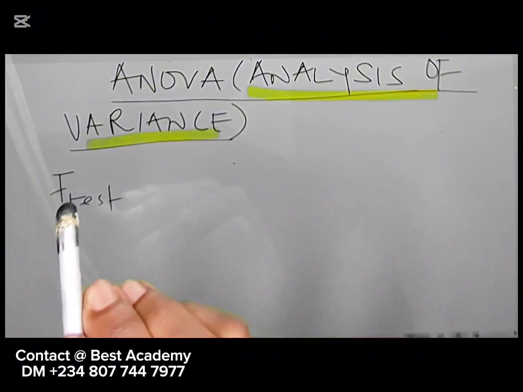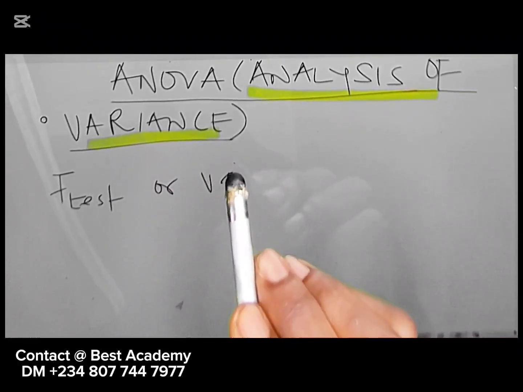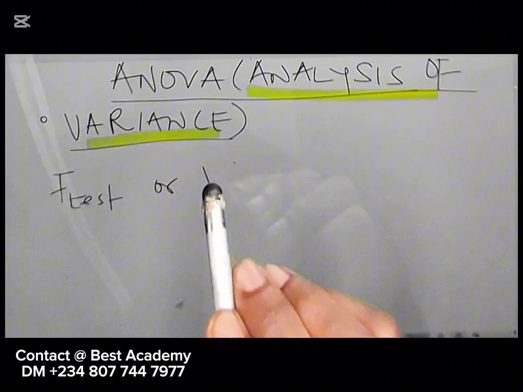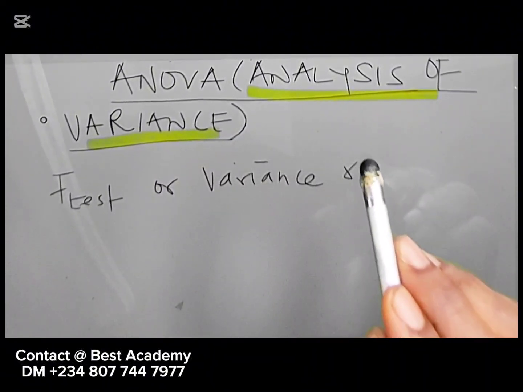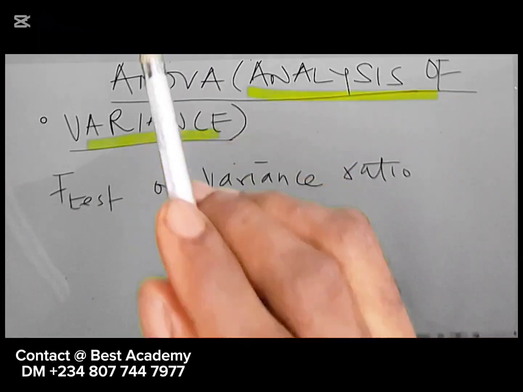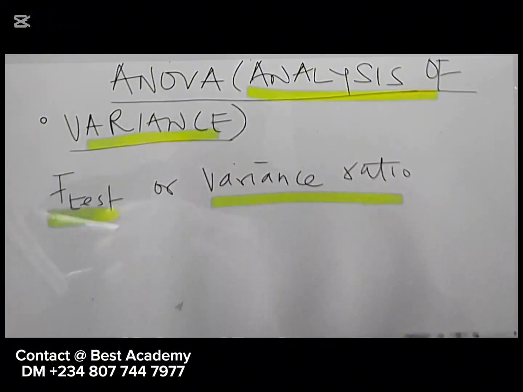Either call it F-test or you call it variance ratio. Our intention in calculating for ANOVA is to find this F-test, or you can also call it variance ratio. It's the ratio of the variances. Please take note.